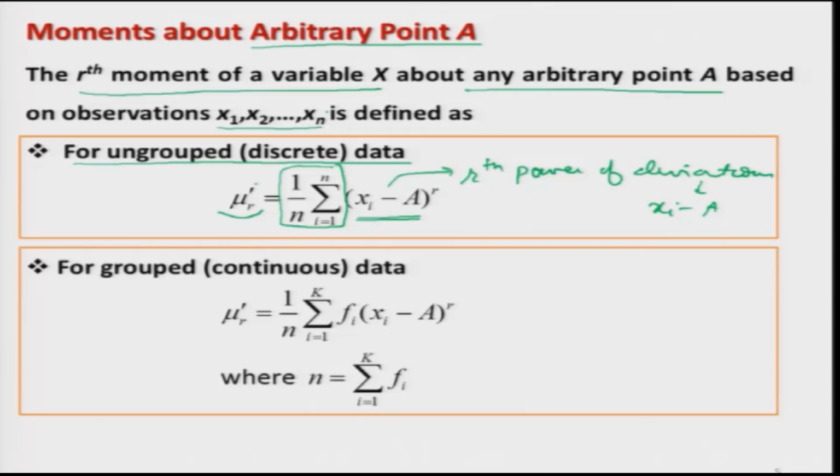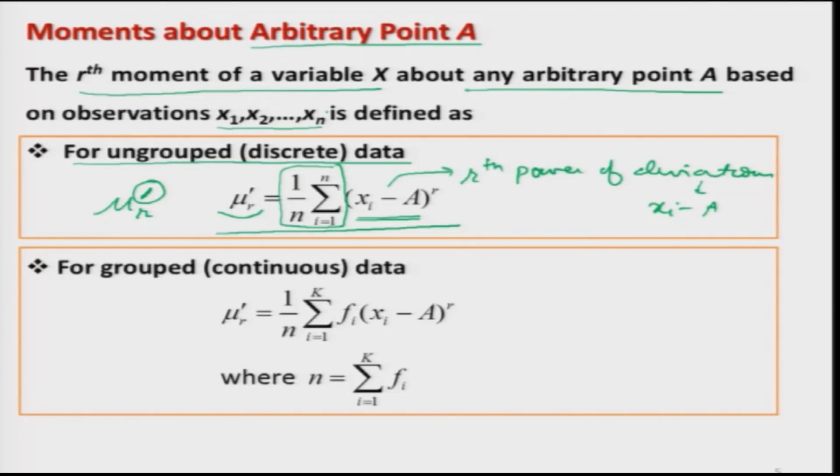This symbol here I say mu r, and this symbol here is called mu r prime. So, this is the basic definition of the rth moment for the ungrouped data around any arbitrary point A.